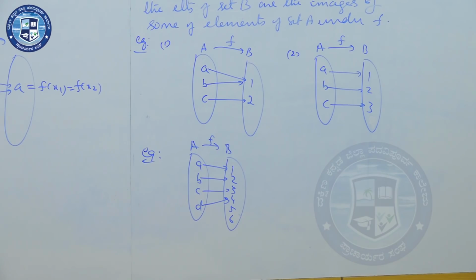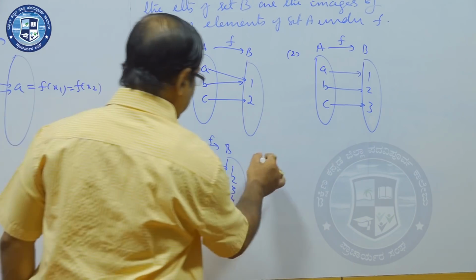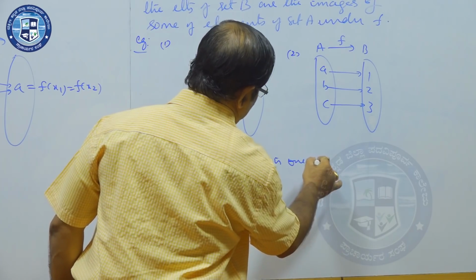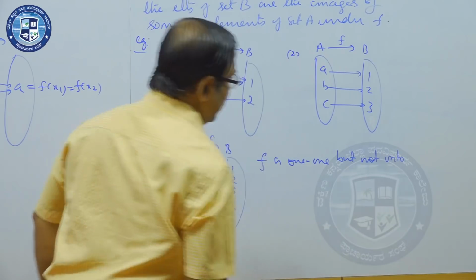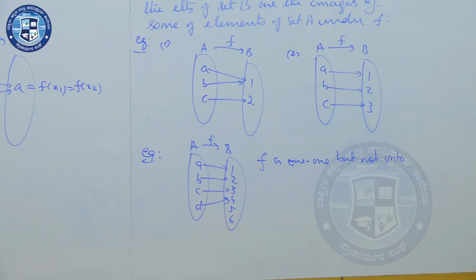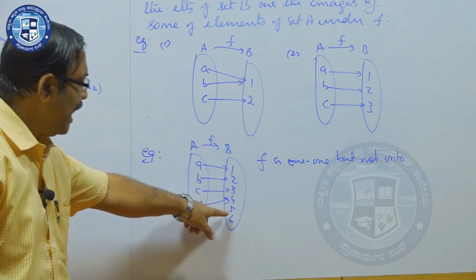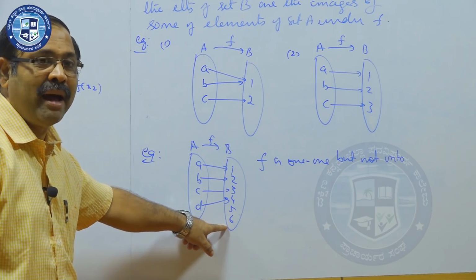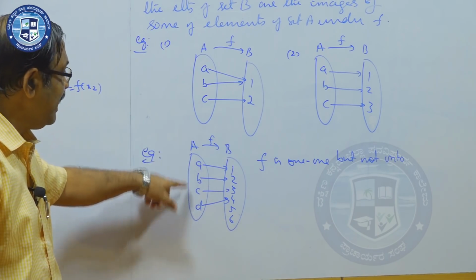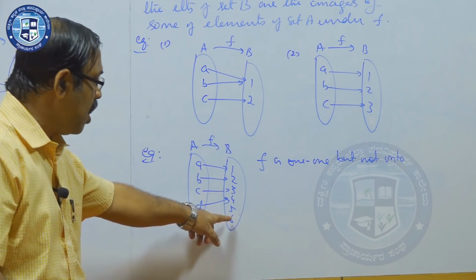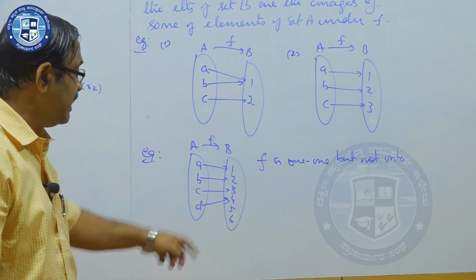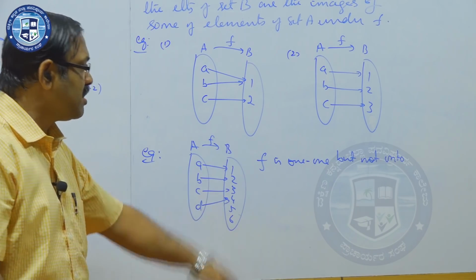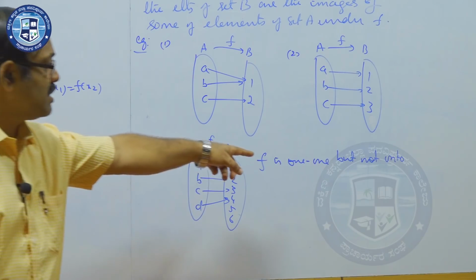What about this function? This function f is 1 to 1 but not onto. Why? The elements 5 and 6 are not images of any elements of set A. They are not the images. Therefore, the function is not onto. This is 1 to 1.